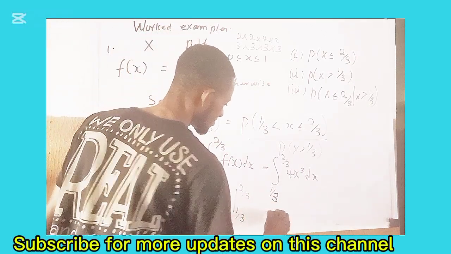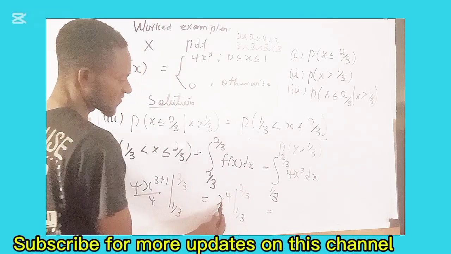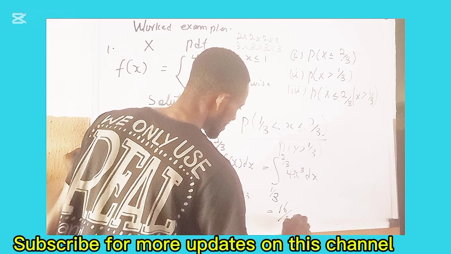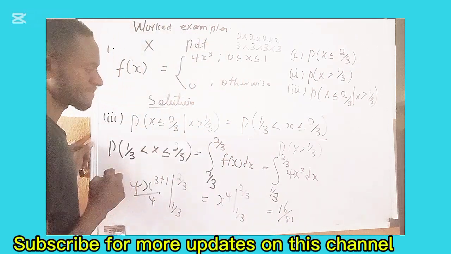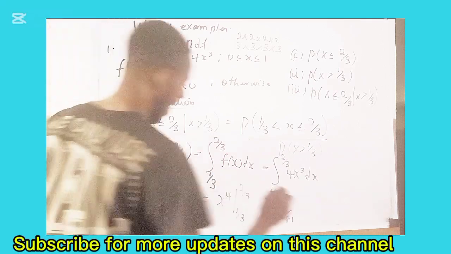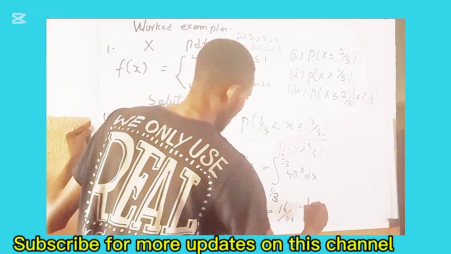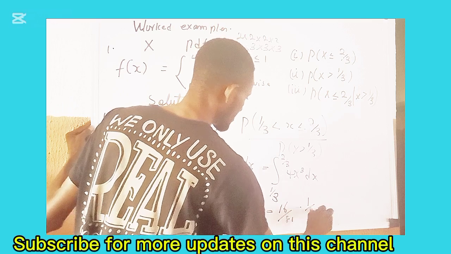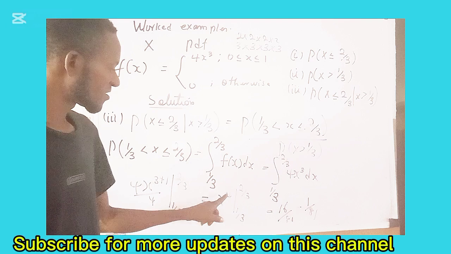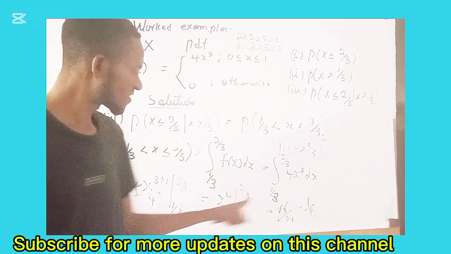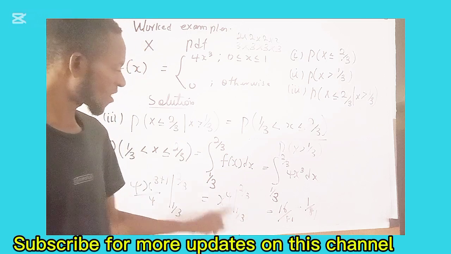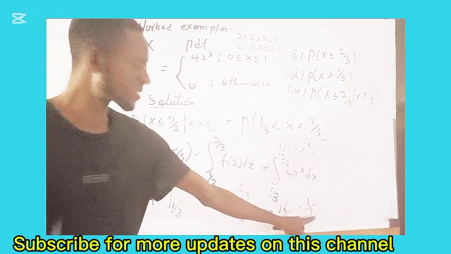So we now have something like this. When we put this value here, what we are going to have is 16 all over 81. But when we put this value here, we are going to have minus 1 all over 81. You remember, if you put this value here, this 2 over 3, it becomes 2 raised to power 4, 16, and 3 raised to power 4, 81. When you put this value here, it becomes 1 raised to power 4, 1, and 3 raised to power 4, 81.